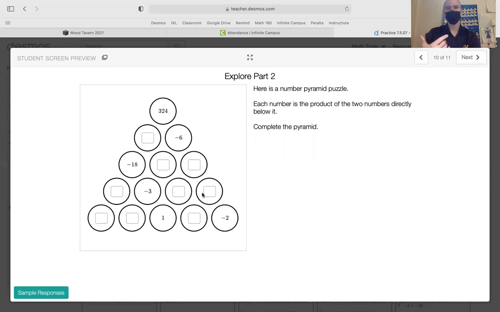And this one is the exact same thing, just the numbers are a little bit bigger and more challenging. You don't necessarily have to complete the 2 explores, but I need to see that you at least tried them. All right, that's it.